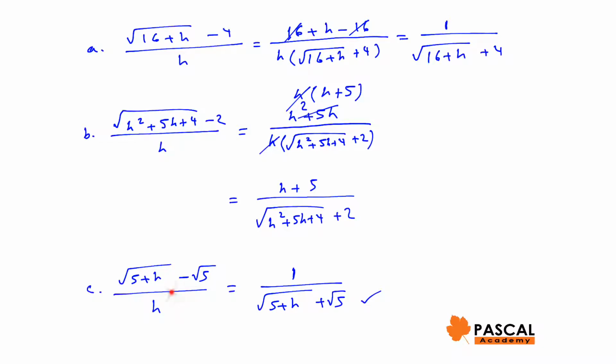Part C, we multiply both the numerator and the denominator by the conjugate of the numerator, which is √(5 + h) + √5. √(5 + h) - √5 times its conjugate is 5 + h - 5, which is h. We reduce the fraction by h. Then the final answer would be 1 over (√(5 + h) + √5).